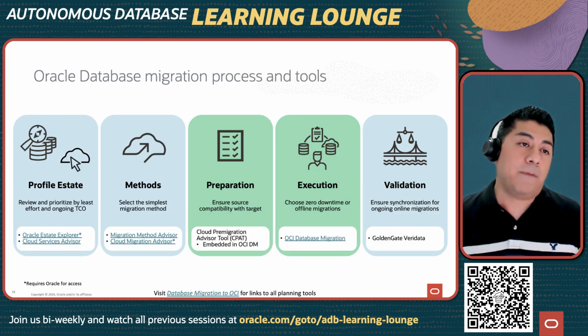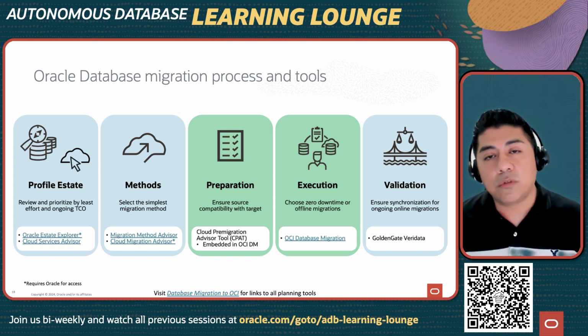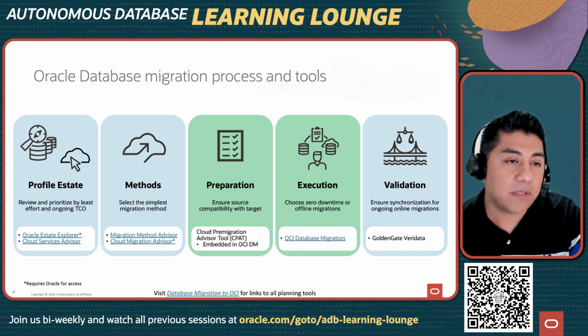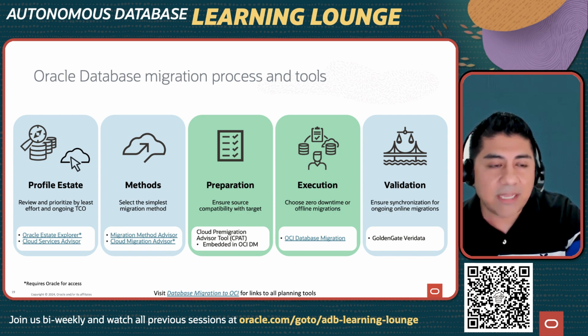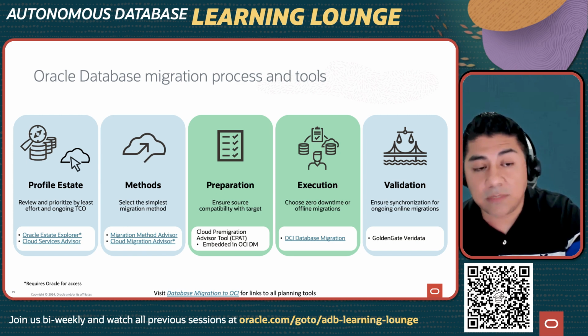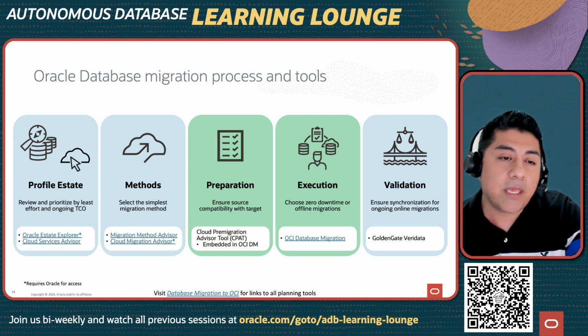Okay, so I want to discuss at a super high level what the database migration customer journey is, and how Oracle is also providing some other tools to help the customer take the best decision. We have in the first box profile state. Normally, when users have more than one database, they want to understand which is the easiest of those databases to start the migration with. So Oracle Estate Explorer can help you with that. You need to go with your sales rep or the Oracle representative, and he's going to have access to that tool. But once you have decided which is your easiest database to start the migration with, you can move to the different migration methods.